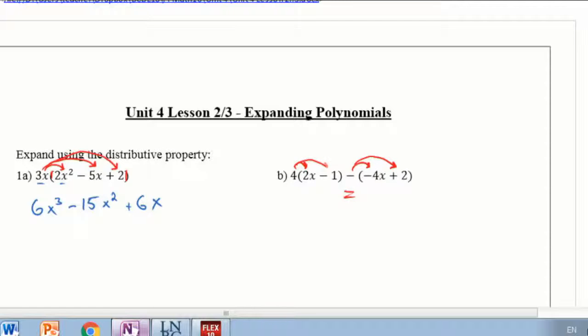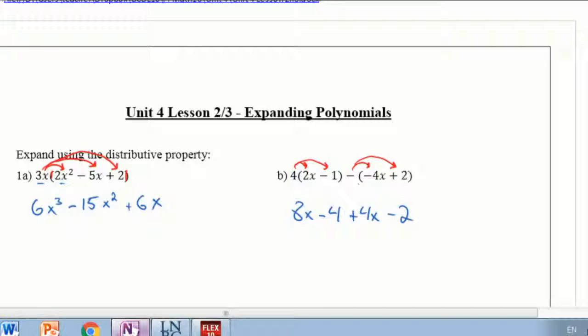So what I'm going to do is the first one here, I'm going to multiply everything by 4. So I have 4 times 2 gives me 8, and then x, and then 4 times -1 is -4. And then I have my second bracket where I'm going to take this negative sign, and -1 times -4x is +4x, and -1 times +2 gives me -2. So if I compare just this to above, you can see that all I've done is I've switched my signs for everything in that second set of brackets.